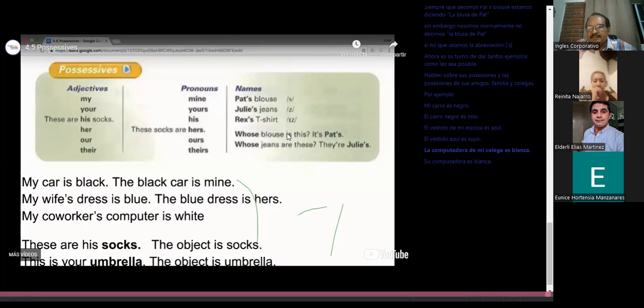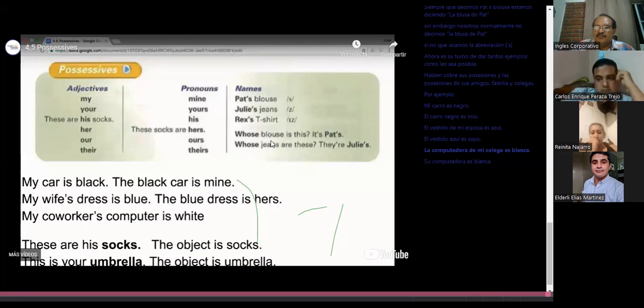Whose blouse is this? ¿De quién es esta blusa? ¿Y de quién son estos jeans? Right? But the word whose doesn't change. What changes are the nouns, blouse, jeans, and the verb, is and are. Okay.